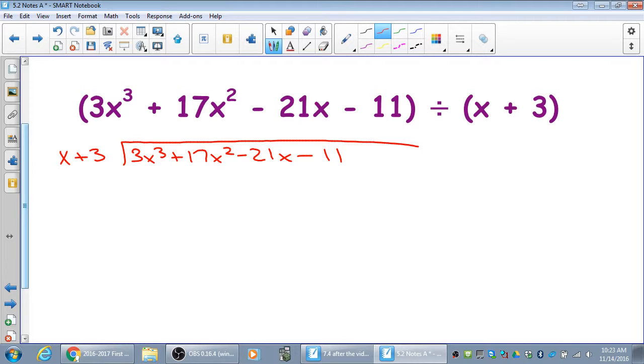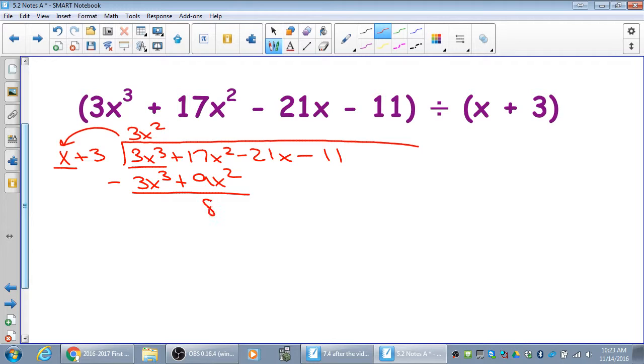3x squared, right? We only care about the first ones. What do we take times x to get 3x to the third? 3x squared. So we get 3x to the third when we multiply. And then we just happen to get plus 9x squared. That's okay, we're going to deal with that. We're not trying to match up everything. We're just trying to match up the very first one. We did that.